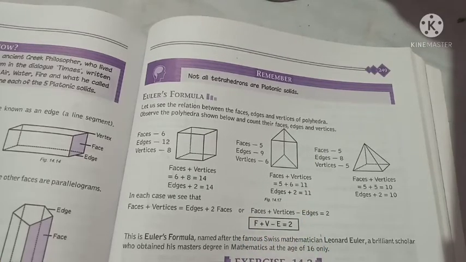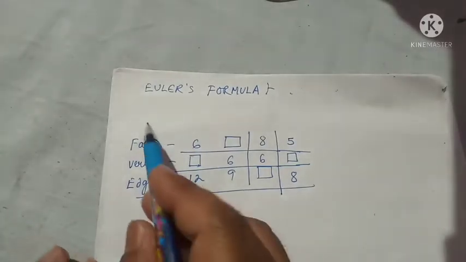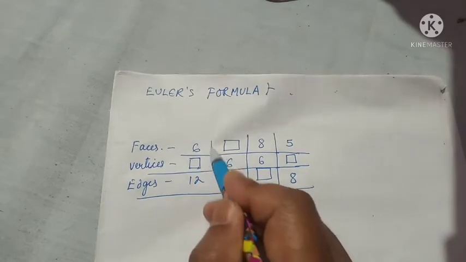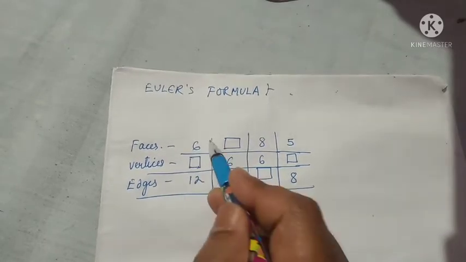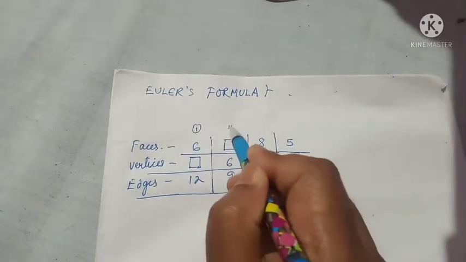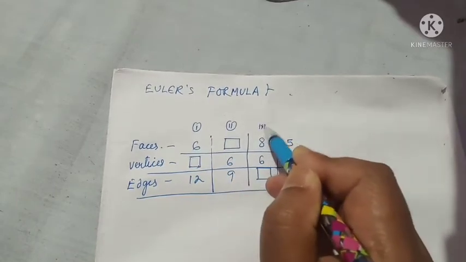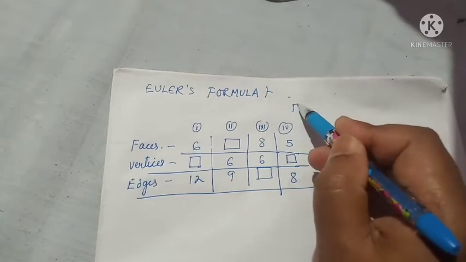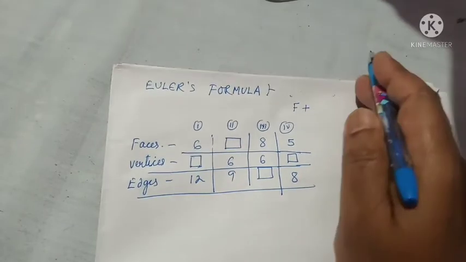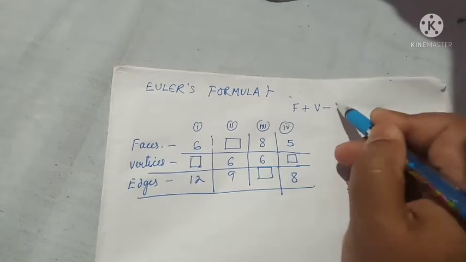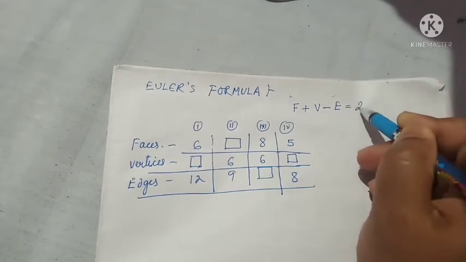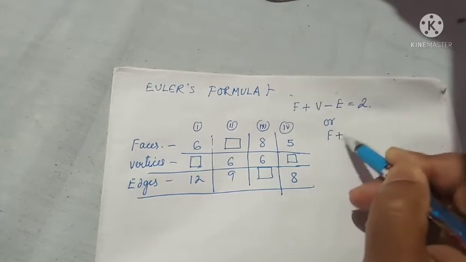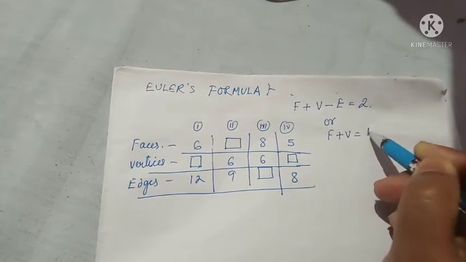Now, by using Euler's formula, we can find out the vertices, faces, and edges of the first group, the second group, the third group, and the fourth group. What is the Euler formula? It says that face plus vertex minus edges equals 2, or face plus vertex equals edges plus 2.